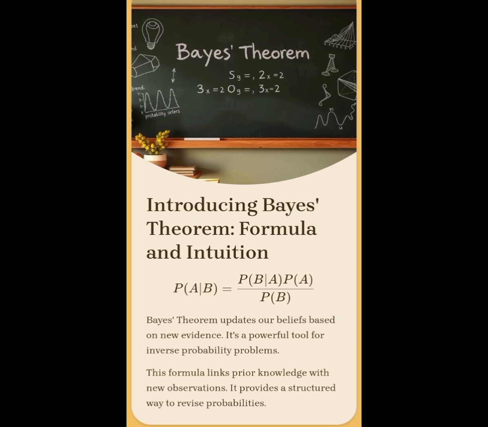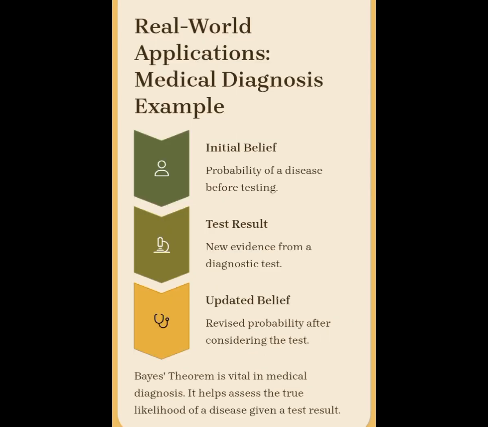Prior probability: this is our initial belief about the probability of A before observing any evidence. Likelihood: this is the probability of observing the evidence B if A is true. Marginal probability: this is the probability of observing the evidence B regardless of whether A is true or not. Posterior probability: this is the updated probability of A after observing the evidence B.